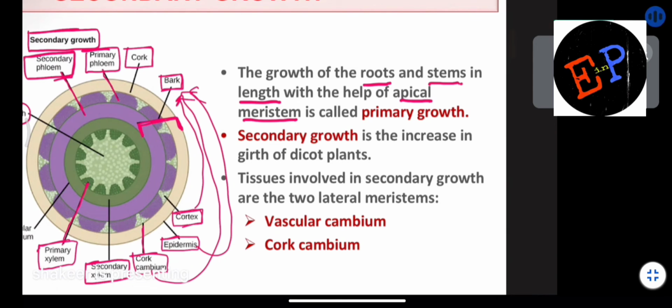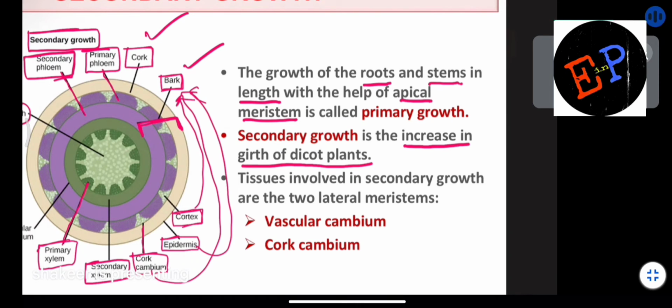Then what is meant by secondary growth? Secondary growth means the increase in girth of dicot plants. So what is meant by girth here? The development of cork, the development of bark, the development of secondary xylem, the development of secondary phloem. This is called girth. The size increases. Around the primary growth, you will find the development of cork and the development of bark. This total growth we can call secondary growth.